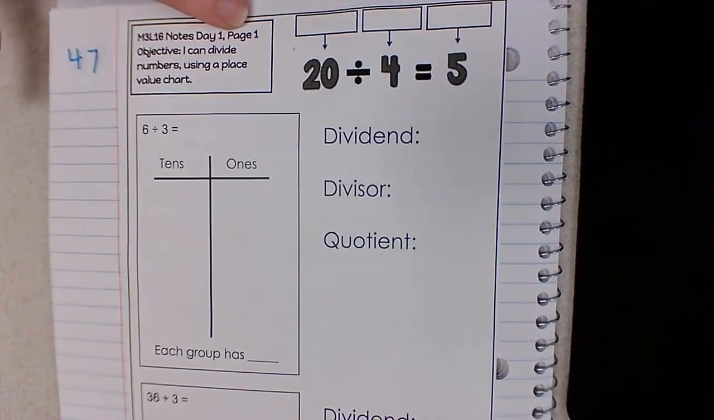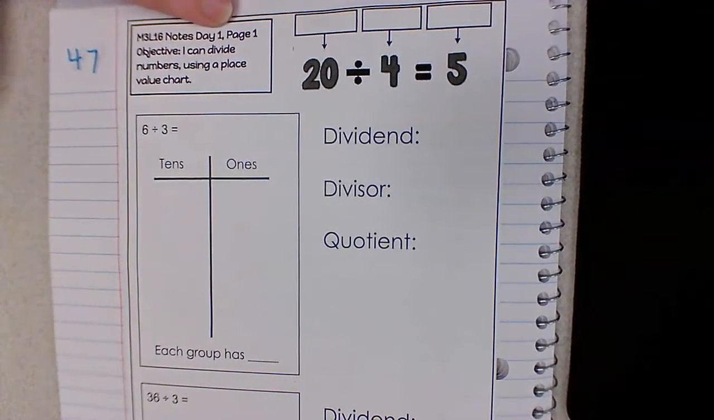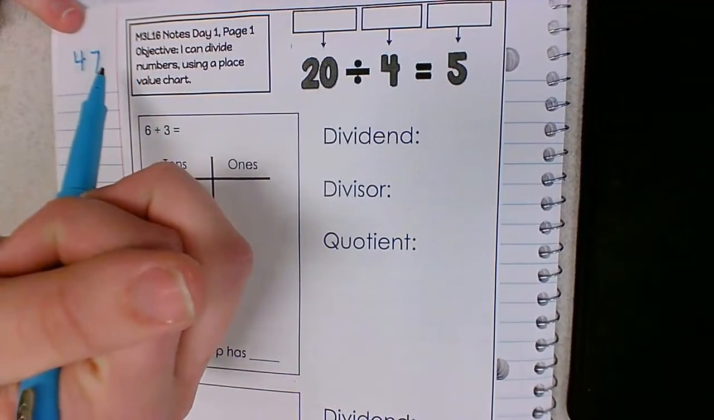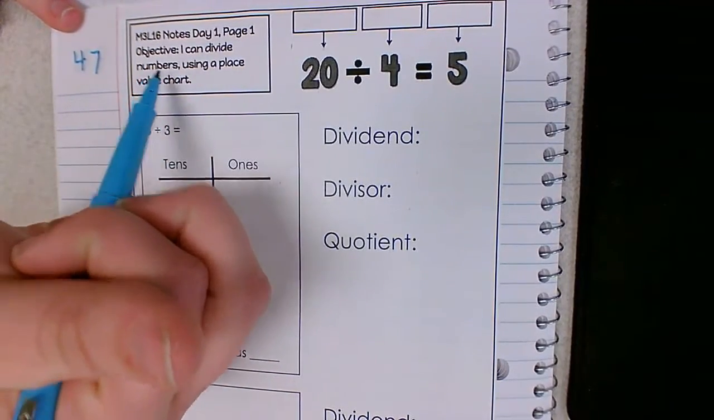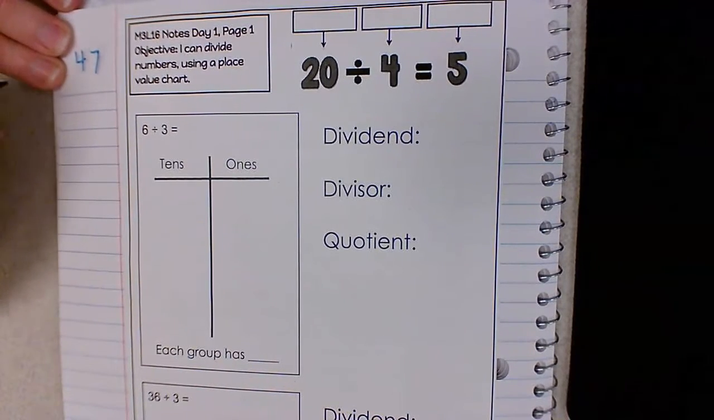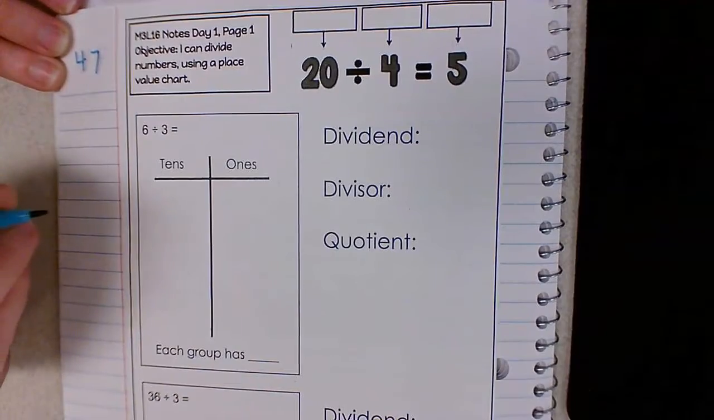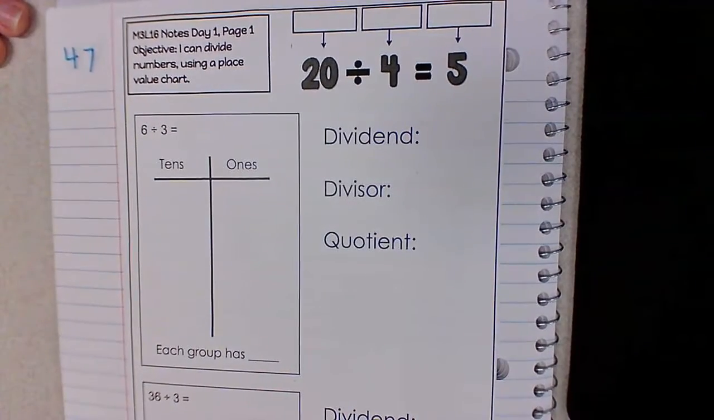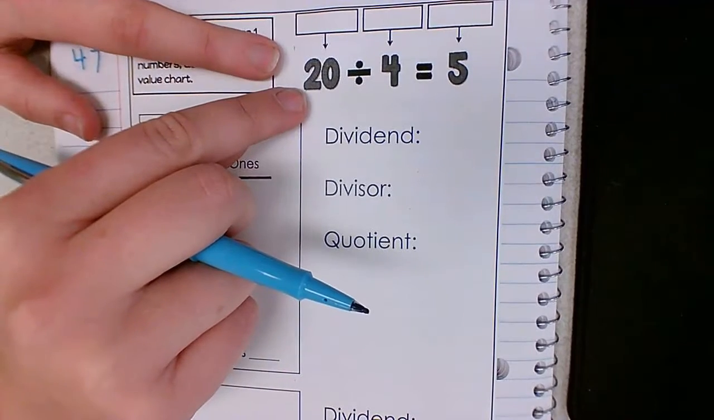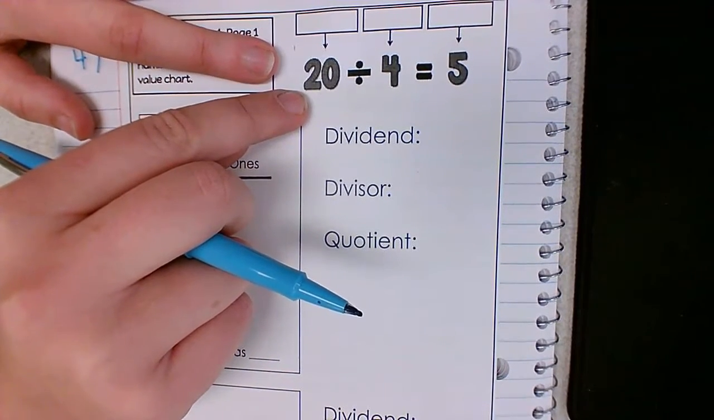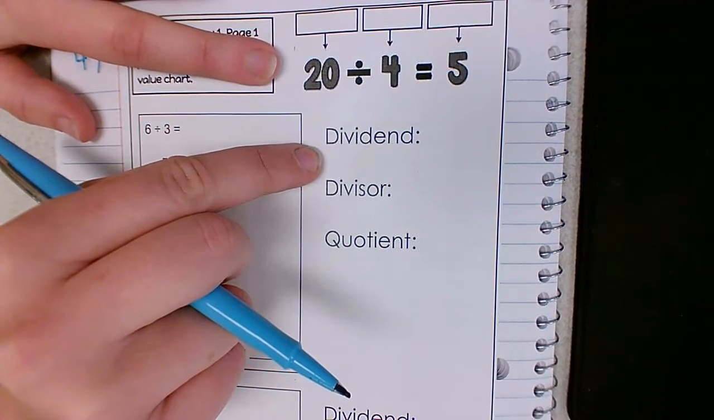You're going to notice that we have page 1 marked in the top, so make sure you're looking at the same page as me. Module 3, Lesson 16, and our objective is I can divide numbers using a place value chart. Division has some really rich vocabulary, so let's go over some of the crazy words you're going to hear about today. Here's a traditional division sentence, maybe one you've even seen before. The whole number that we start with has a very special name. It's called a dividend, and you're going to notice the spelling for dividend right here.